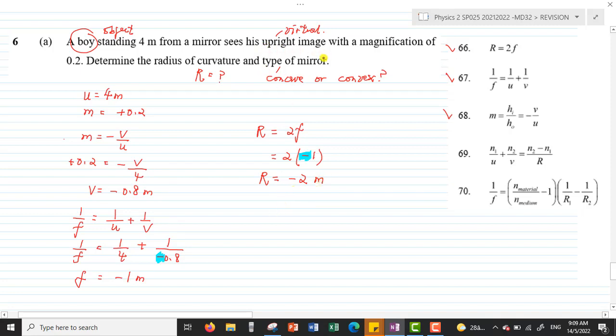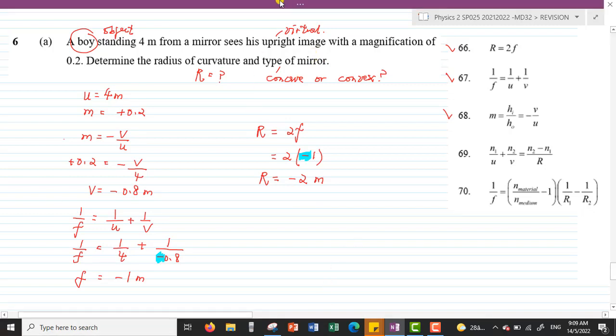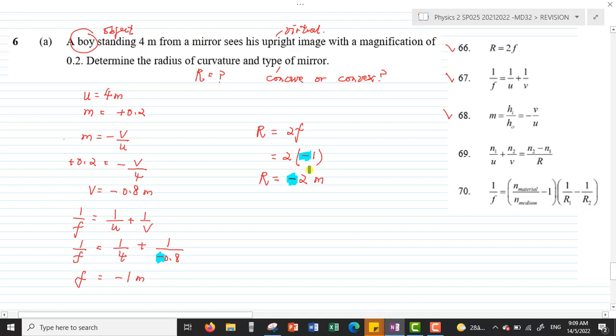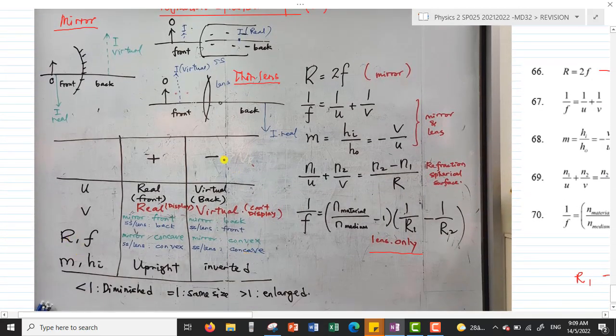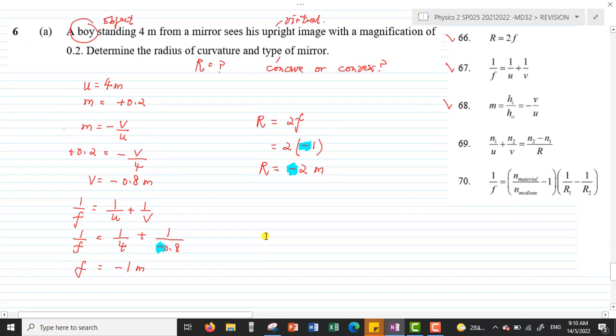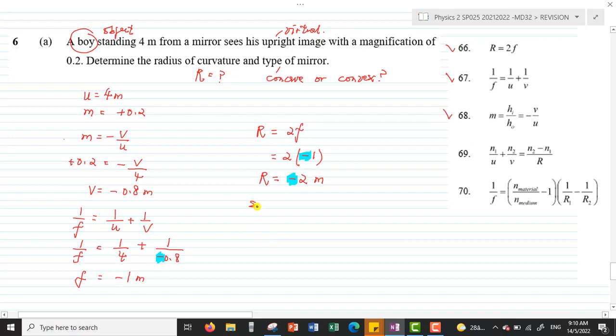So what is the type of the mirror? How am I going to know the type of the mirror? I refer to the positive or negative value I get in my answer. If we refer to the sign convention, R negative for a mirror means it is convex. So R negative for mirror is convex. It means our mirror is a convex mirror. Since the R is negative, thus the mirror is a convex mirror.